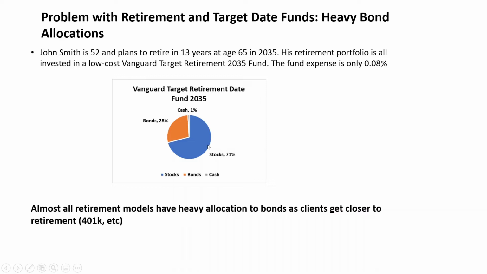It's not just Vanguard that does this. Most target date funds, if you look at your 401k plans and your retirement models, allocate a larger portion to bonds as you get older because they don't want the volatility of stocks. However, as we'll be showing later in the presentation, there's a way of investing in stocks and withdrawing money that's actually better for the client.